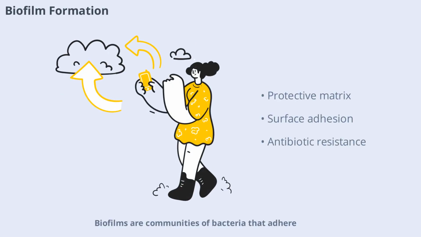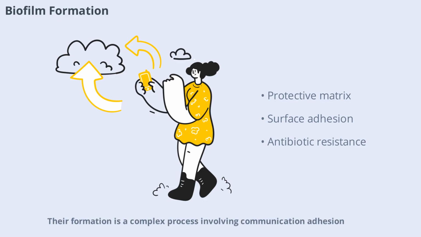Biofilms are communities of bacteria that adhere to surfaces and produce a protective matrix. This matrix shields bacteria from environmental stress and antibiotics. Biofilms are found in natural environments, industrial settings, and medical devices. Their formation is a complex process involving communication, adhesion, and metabolic changes. Biofilms pose challenges in healthcare due to their resistance to treatment.